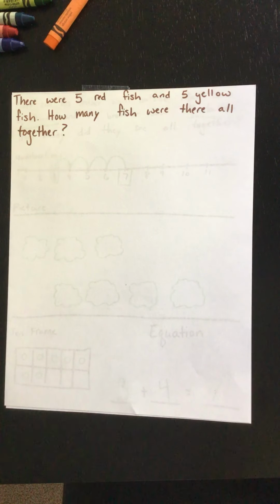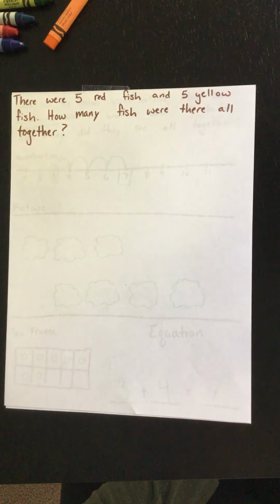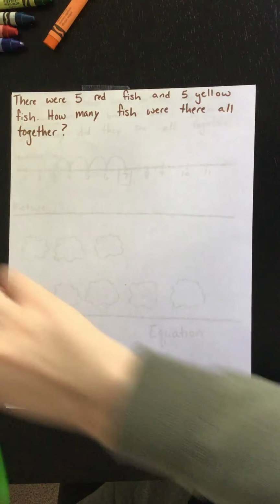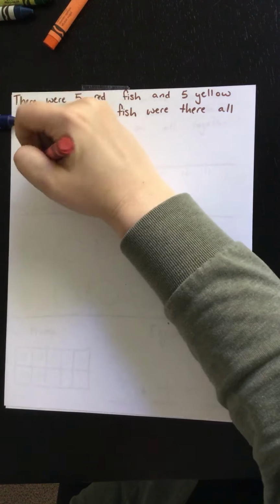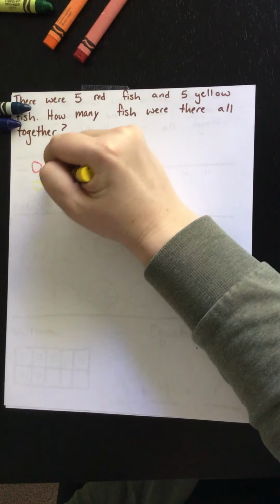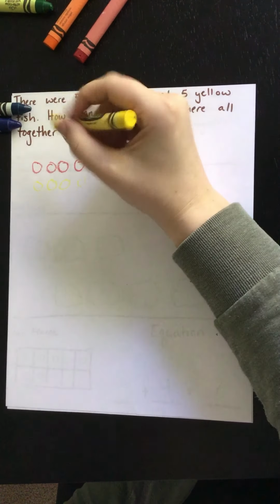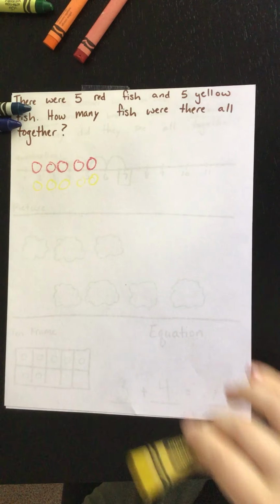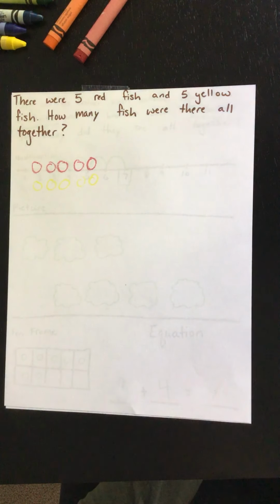So the very first thing that I'm going to do is I'm going to do a picture. So go ahead and try and draw a picture that would match this problem. 5 red fish, 5 yellow fish. I'm going to use my crayons for this one to help me remember the colors. There are my 5 red fish. And there are my 5 yellow fish. Let's count on to see how many we have all together.